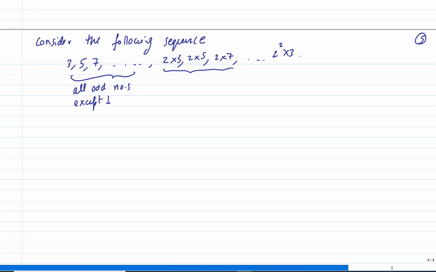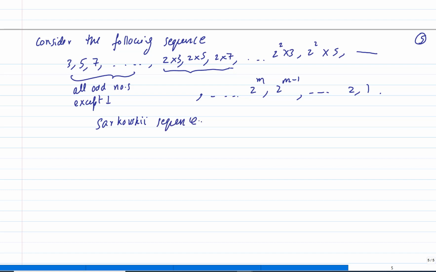Then I multiply all the odd numbers except 1 by 2 to the power of 2. And then finally I tack on all the powers of 2. So this sequence is called the Sarkovsky sequence.